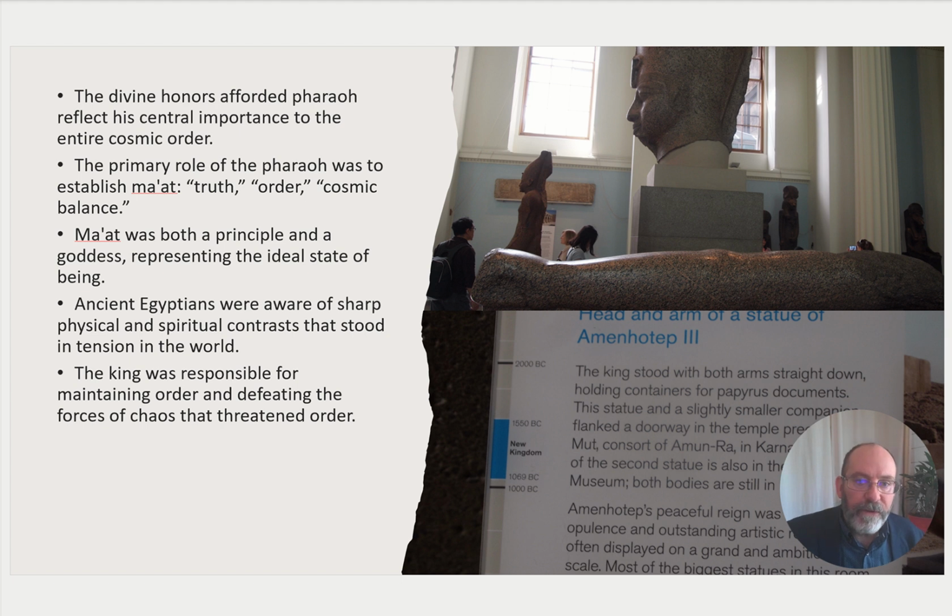So the primary role of the pharaoh was to establish Ma'at: truth, order, cosmic balance. And Ma'at was both a principle and a goddess representing the ideal state of being. Ancient Egyptians were aware of sharp physical and spiritual contrasts that stood in tension, like a tightrope pulling against one another. These things are not compatible, but they kind of make them work.